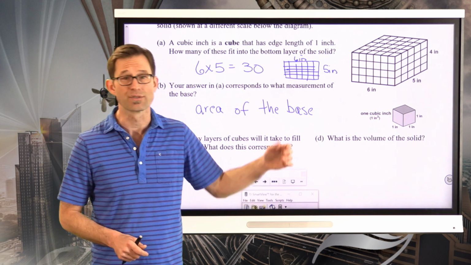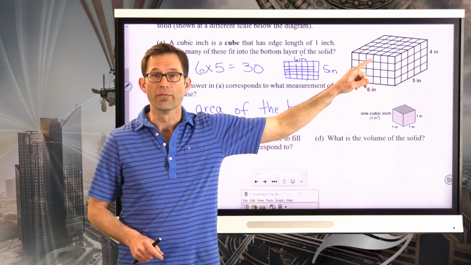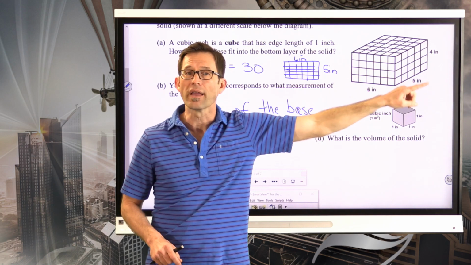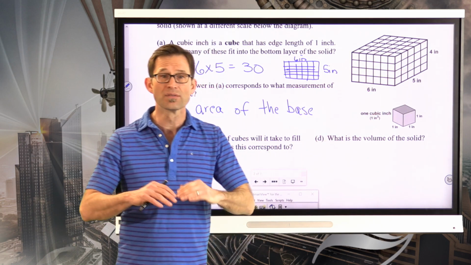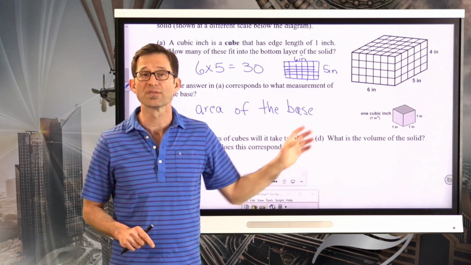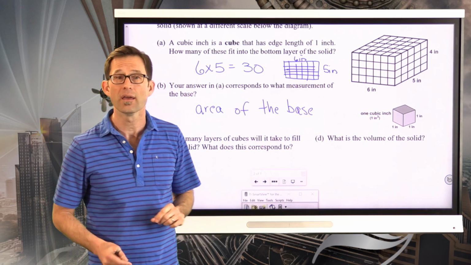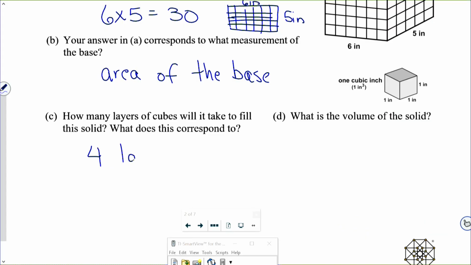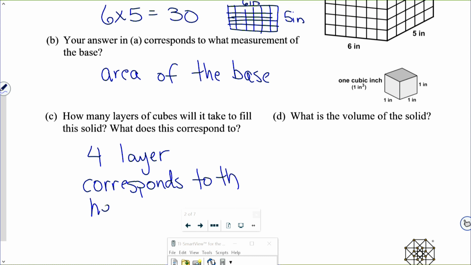Well, I'd have 4 layers, right? I mean, there they are. 1, 2, 3, 4. And that obviously just corresponds to the height. So the height tells us how many layers of cubes we have, and the area of the base tells us how many cubes lie in a single layer. So there would be 4 layers, and that corresponds to the height.